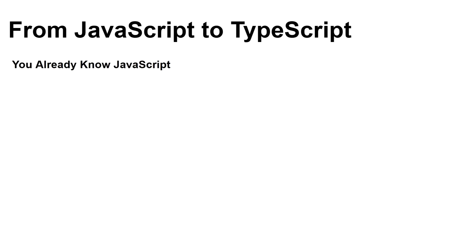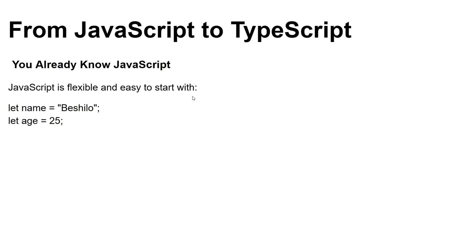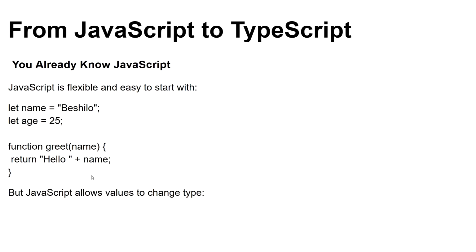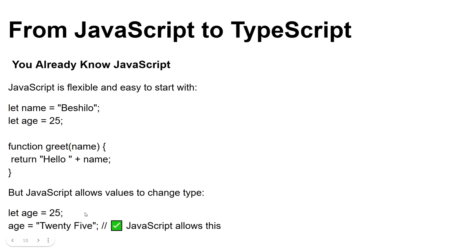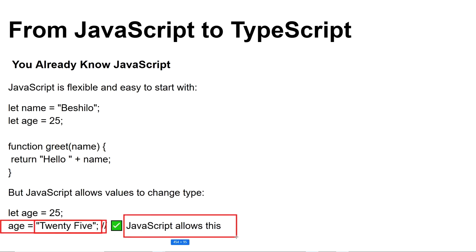You already know JavaScript. JavaScript is flexible and easy to start with. Let age equal 25, and name is assigned "Beshilo". Then we have a function declaration, greet(name), which returns "Hello" plus name. JavaScript allows values to change types. We can write let age = 25, still the same, and in JavaScript it is allowed to write 25 as a string. This is allowed in JavaScript.